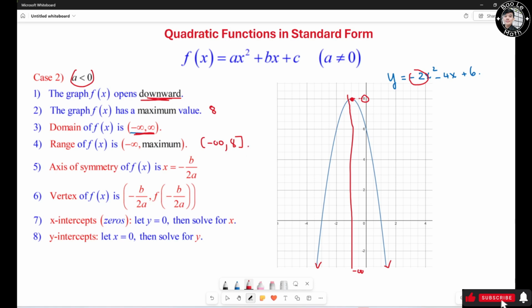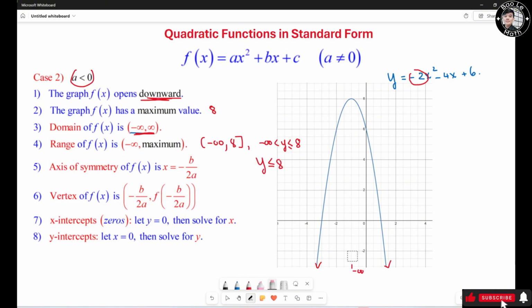You can write negative infinity less than y less than or equal to 8. Or you can write y less than or equal to 8.